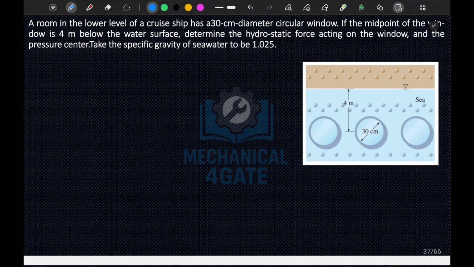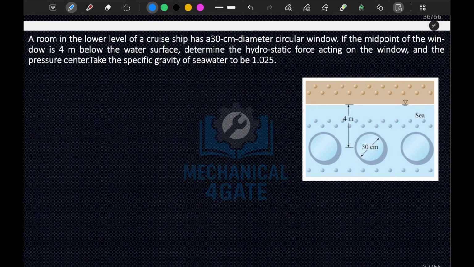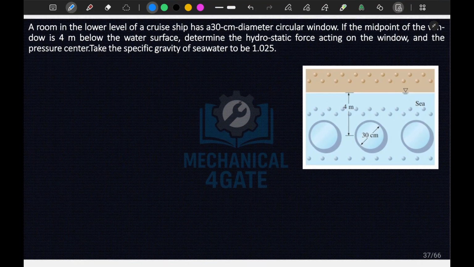A room in a lower deck of a cruise ship has a 30 centimeter diameter circular window. If the midpoint of the window is 4 meters below the surface, so this is your free surface here, determine the hydrostatic force acting on the window and the center of pressure. Take the specific gravity of sea water to be this. So we have to find the value of hydrostatic force acting.